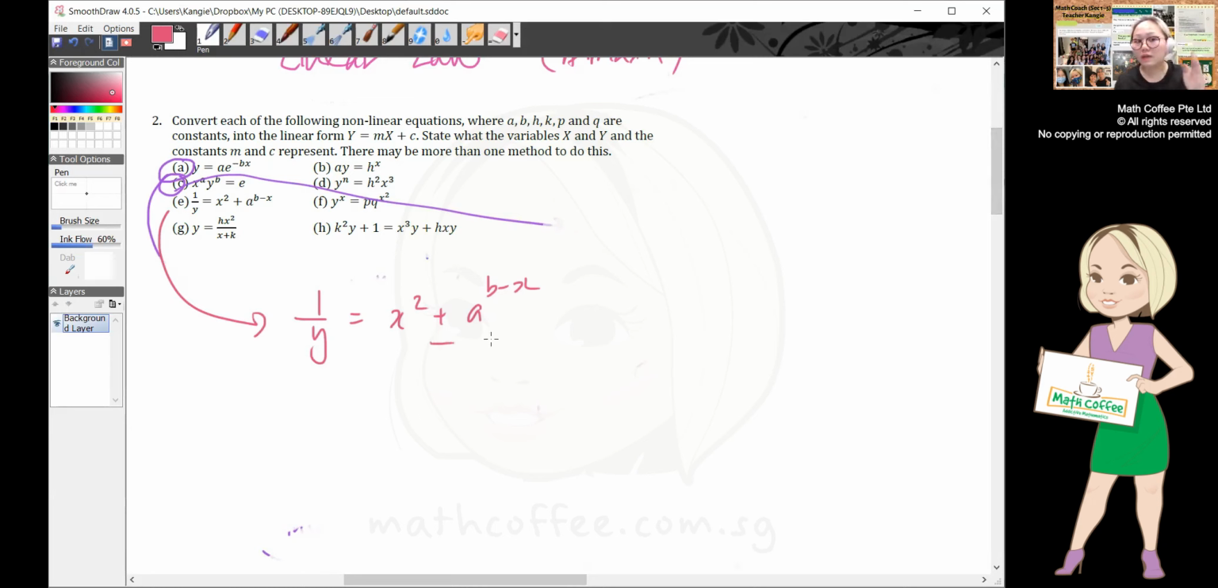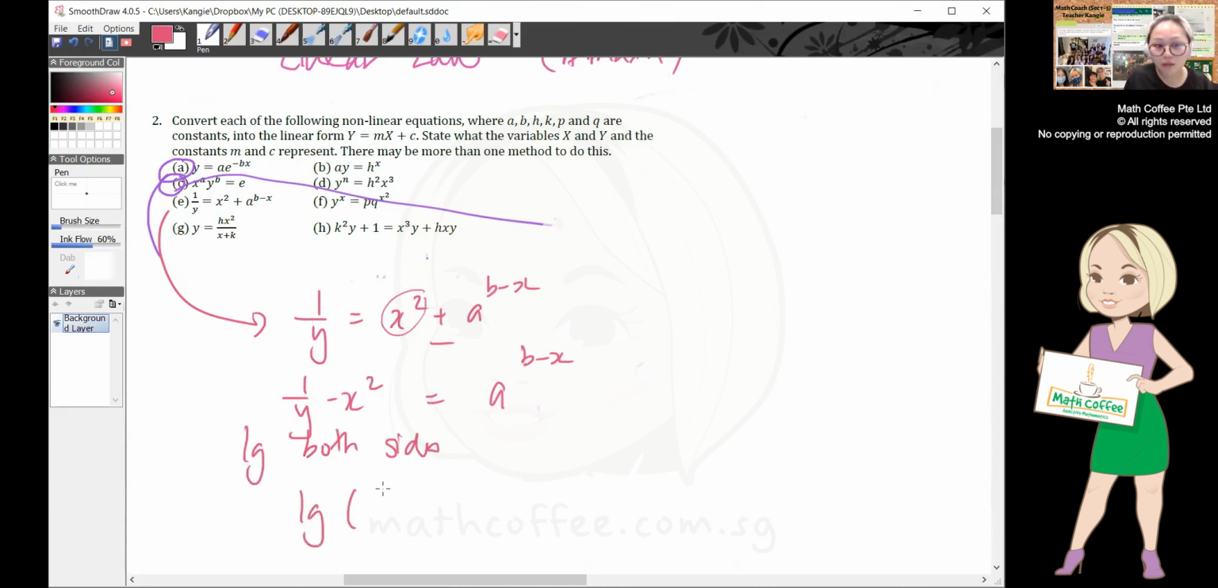So just now previously, every time is a multiply, then you straight away log along both sides, correct? But this one cannot. Because if you're going to log it, then all my A and B are stuck together with my log. So in such a situation, what you have to do is shift this to the left-hand side. So it becomes 1 over y minus x squared equals to ab minus x. Then now you can log on both sides. You understand? So for this case, I'm going to log both sides. So it becomes log 1 over y minus x squared equals to log a b minus x.